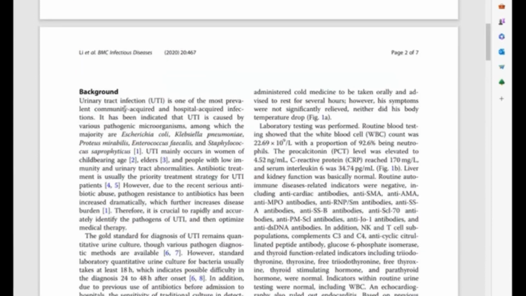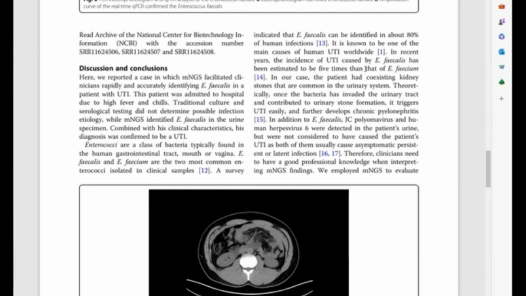The background basically talks about how urinary tract infection is one of the most prevalent community-acquired and hospital-acquired infections, and often caused by different microorganisms, commonly E. coli, Klebsiella, Proteus mirabilis, Enterococcus faecalis, and Staphylococcus saprophyticus. And of course, they can occur in women of childbearing age, elderly people, or people who have low immunity and urinary tract abnormalities. It says that theoretically, once the bacteria has invaded the urinary tract and contributes to urinary stone formation, it can trigger UTI easily. And of course, this can contribute eventually to a kidney infection.